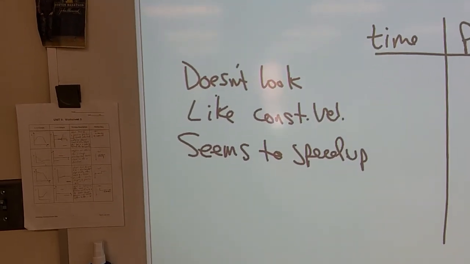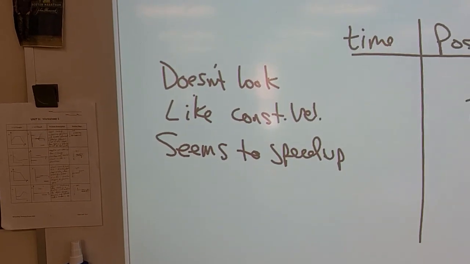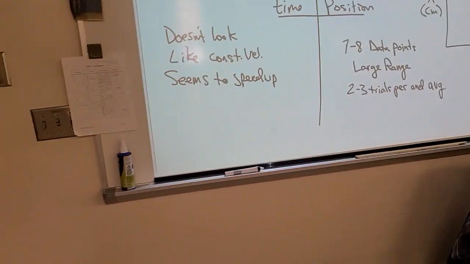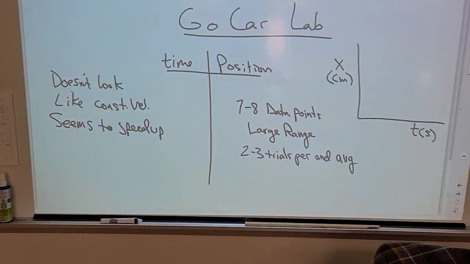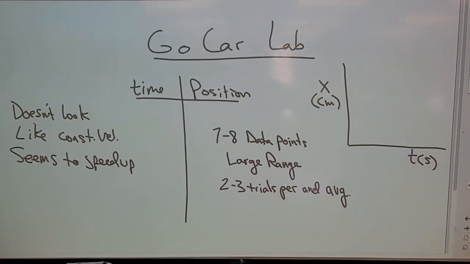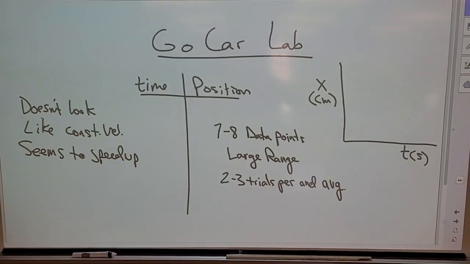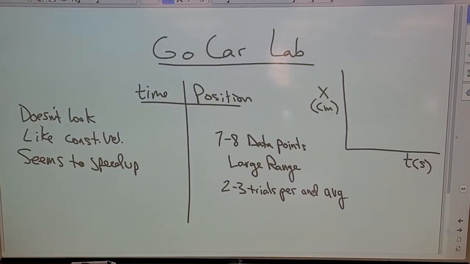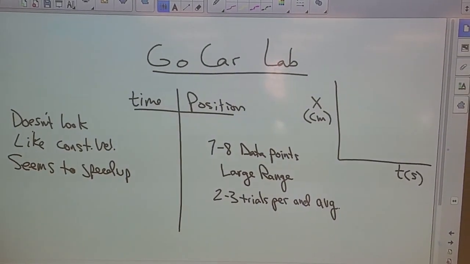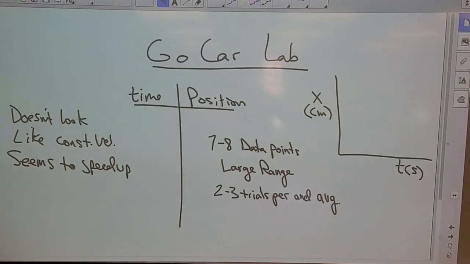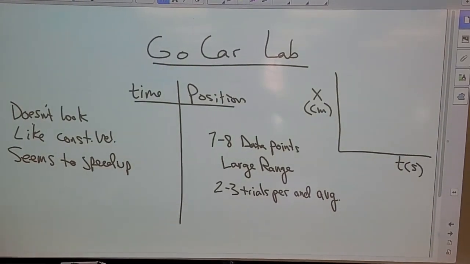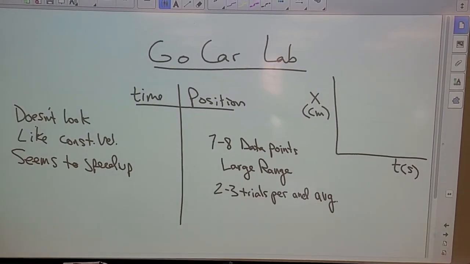This is what we observe here, okay? This doesn't look like constant velocity. It seems to speed up. Let me back away from the screen here. So it seems to speed up. It doesn't look like constant velocity. And so the goal here is to see what the relationship between position and time looks like for an object that looks like it's speeding up. That's what we're looking for. We're looking at the relationship between position and time.